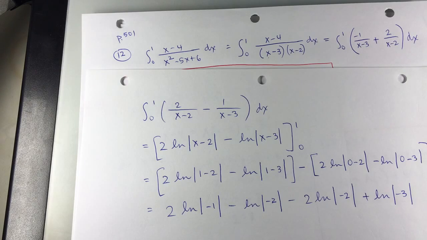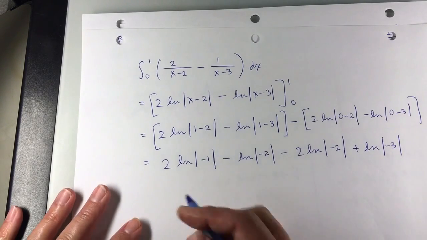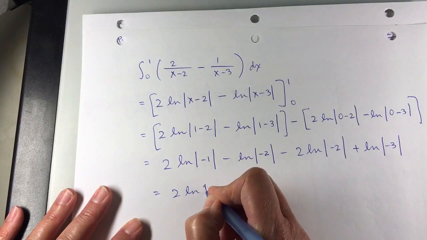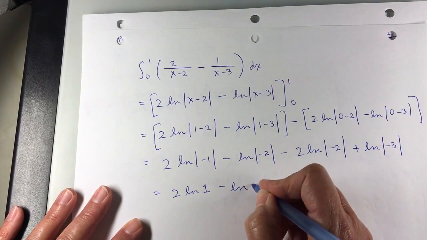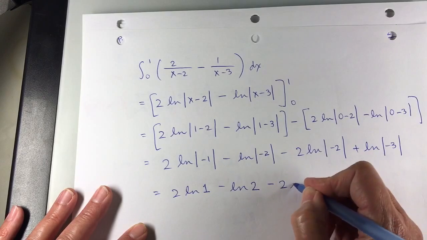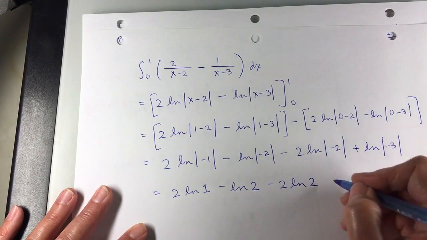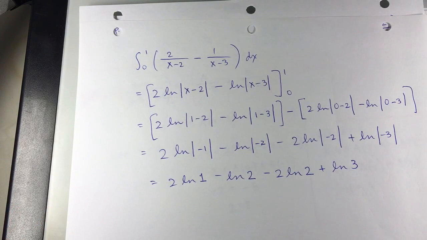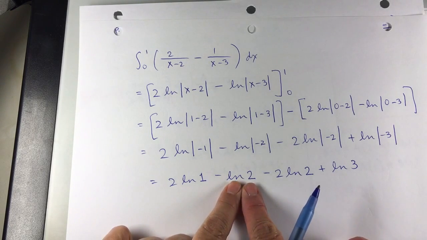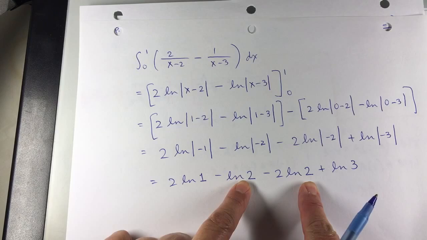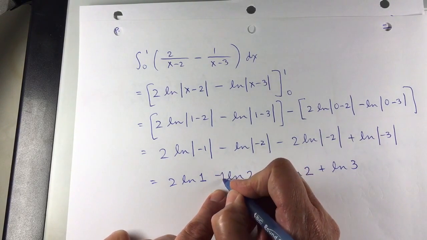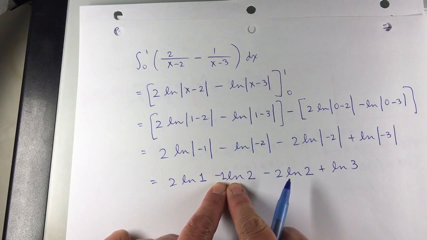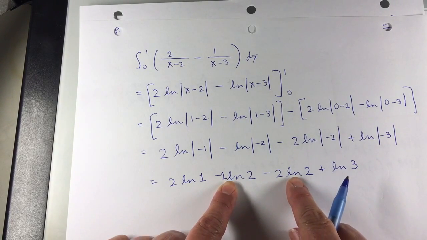Let's go ahead and do the absolute values of those numbers. 2 times the natural log of 1 minus the natural log of 2 minus 2 times the natural log of 2 plus the natural log of 3. The natural log of 1 is 0. And look, I guess I could consider them like terms, but they're all constants. Look, so -1, that's because I can put a 1 in front of that. -1 times this. Did I make a mistake?